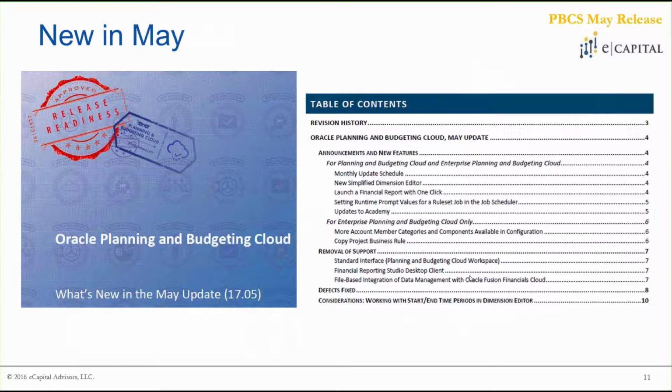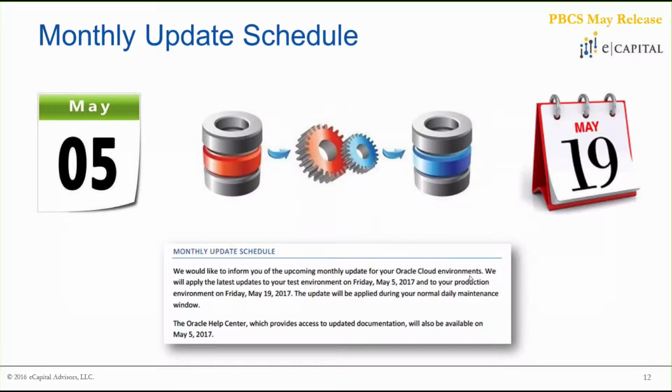If you notice, under the announcements and new features, they've now separated things into PBCS and EPBCS related, and then also just specific to EPBCS. So if you look in the middle of the table of contents, you'll see Enterprise Planning and Budgeting Cloud only. That will list out the specific new functionality that is specific to only EPBCS. So let's go ahead and jump into it.